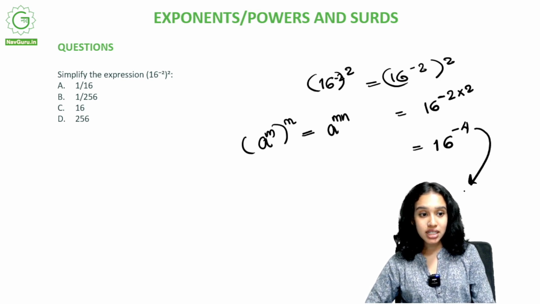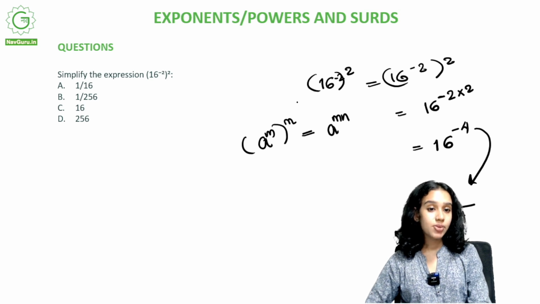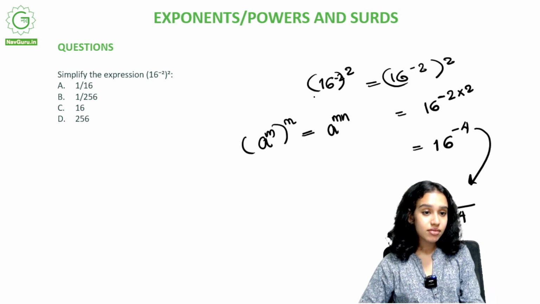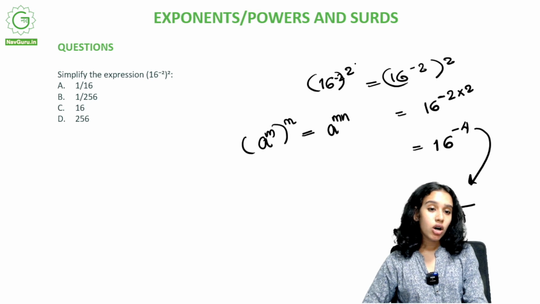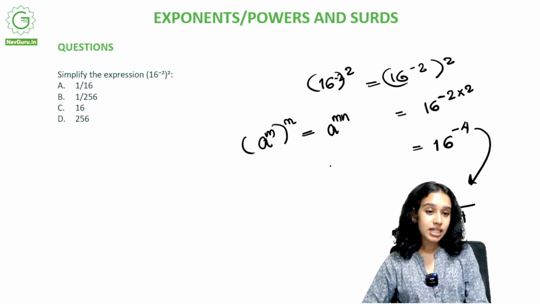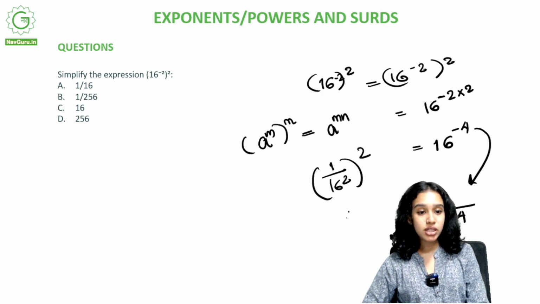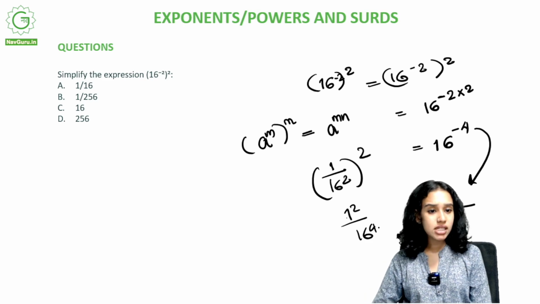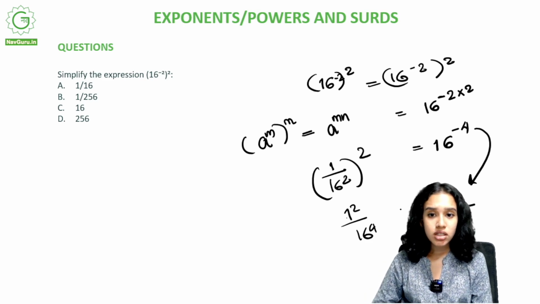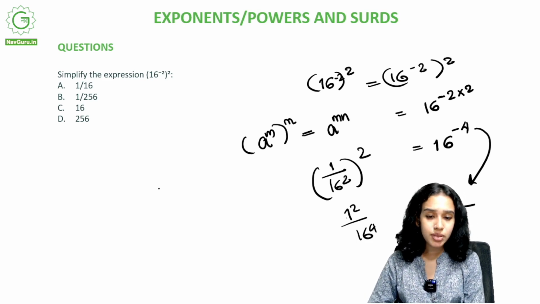This now could be written as 1 by 16 raised to 4. Now what is 16 raised to 4? Let's find out, right? Or this could be done in another way where we take 1 by 16 square into whole square, which means 1 square by 16 raised to 4. Both are the same thing. I hope you understood. So it should be 16 into 16.